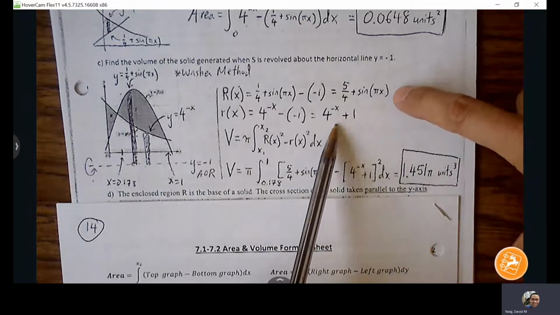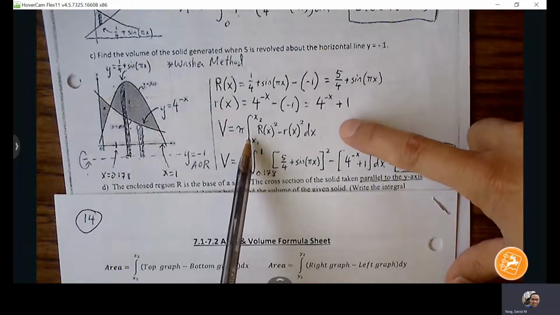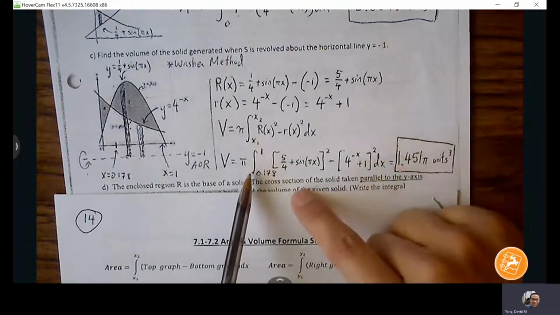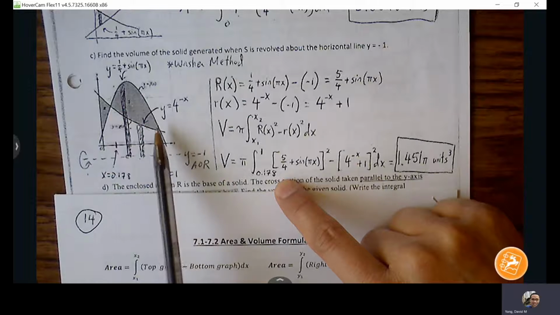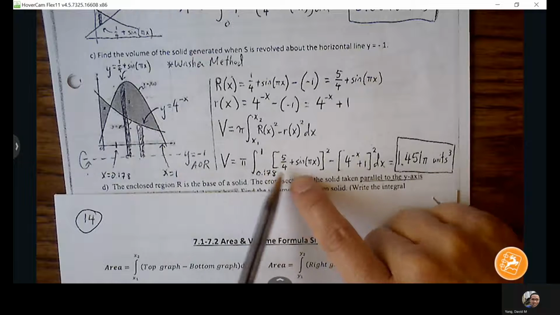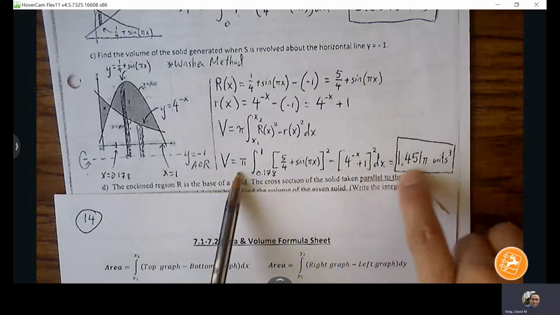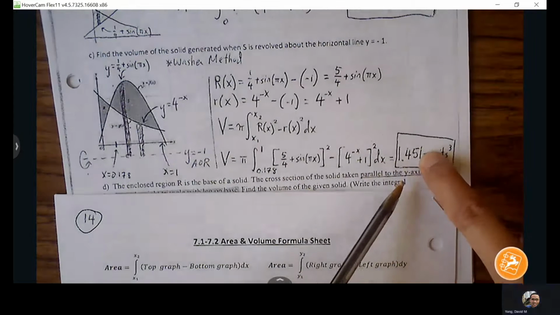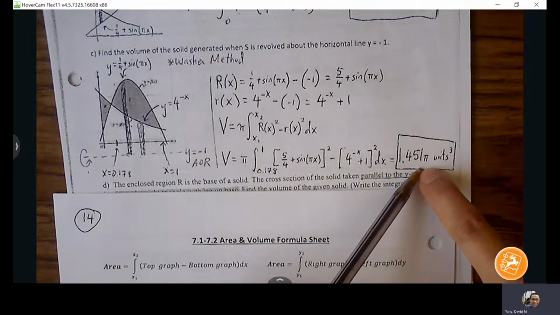Now that we have big R and little r, we can insert into our washer method formula. Pi from 0.178 to 1, big radius squared minus little radius squared, all into your calculator. And then just enter everything without the pi and just attach the pi at the end.